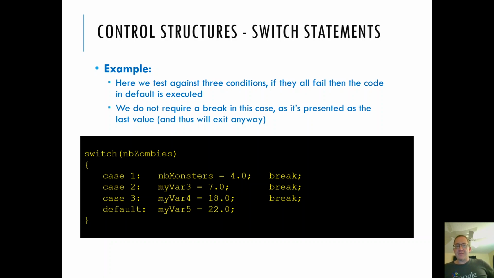It's the number of zombies is equal to 1, 2, 3, or everything else. So if the number of zombies is equal to 17, it goes there. Number of zombies is equal to 8, goes there. Goes to the default. And my var at all those cases will be 22. Right? My var will be 22 unless it's either a 1, 2, or a 3. That's it.